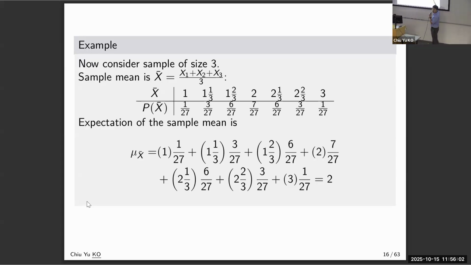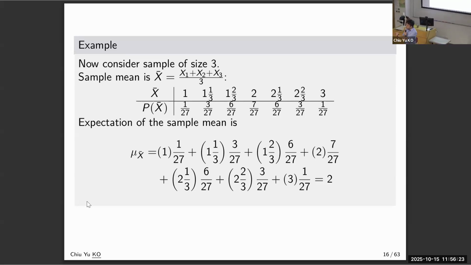You will get 2 again. Okay, you can imagine if you have 4 or 5 or 6 or 7, actually it's still 2. No matter what you do, the average of the sample mean is the population mean, no matter how big the sample size is. The proof is already in this slide after, but I'm not going to do any proof.